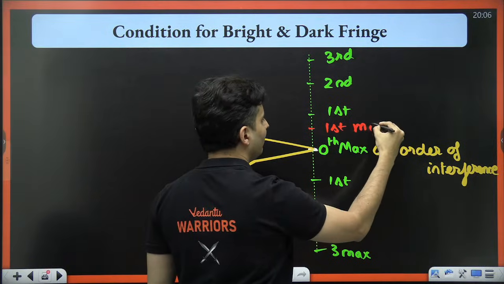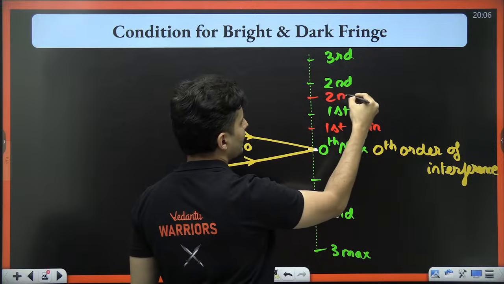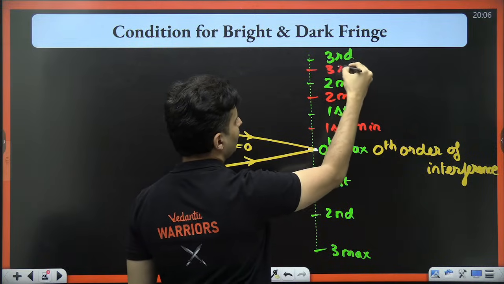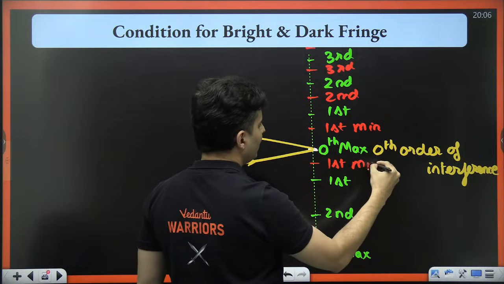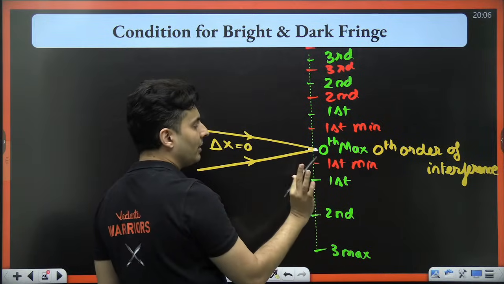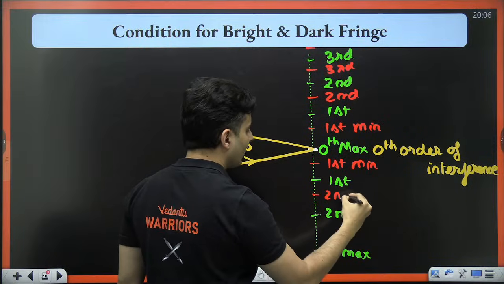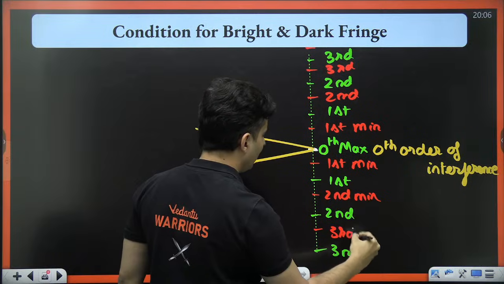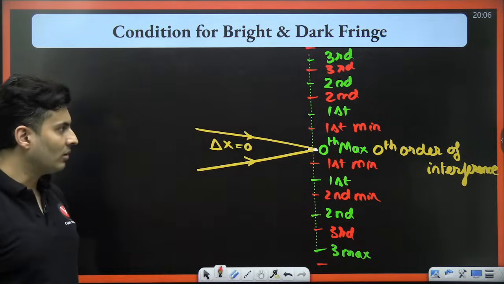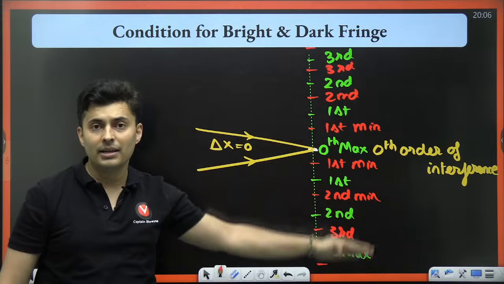So this will become your first minima. This will become your second minima. This will become your third minima. Then fourth. Same thing over here. This is your first minima. There is no 0th minima here. Please remember that. Second minima, and so on and so forth. This will be your third minima, then fourth minima, and so on and so forth. This is how the numbering happens.